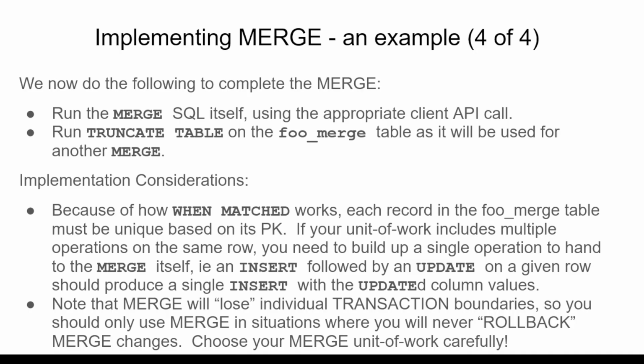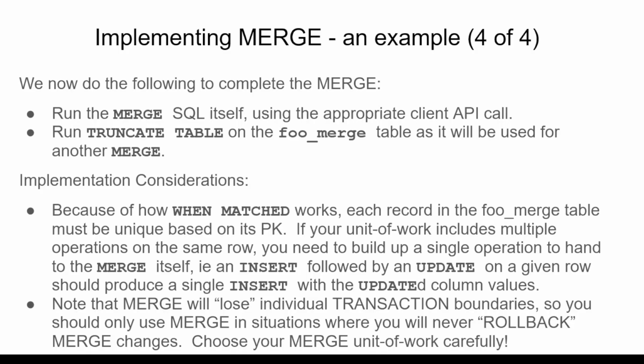We will now do the following to execute the merge. Run the merge SQL itself using the appropriate client API call. Run truncate table on the foo merge table so it can be used in another merge. Clean up the application world. Remove the CSV file, possibly remove it from a storage bucket if we used one, that sort of thing.